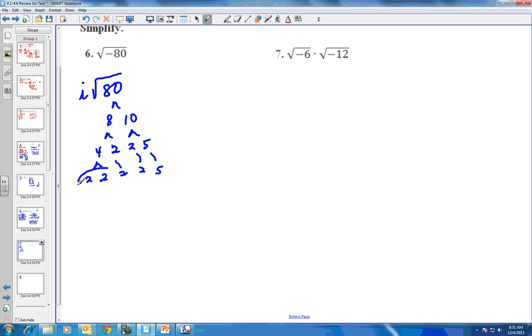Okay, good. Have a group of 2's, another group of 2's. 2 times 2, that's what I'm bringing out. 4i, and I had a 5 left, so 4i squared of 5.